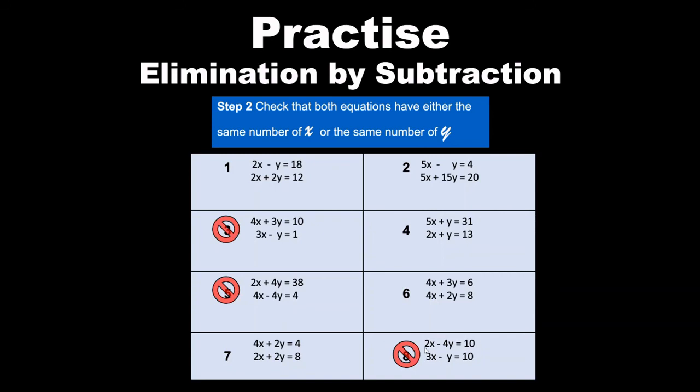Question 8. Clearly we don't have the same number of x's and we don't have the same number of y's. It doesn't matter that the number we have on the right-hand sides are the same. We can't solve these equations just yet. So go ahead and try to solve questions 1, 2, 4, 6, and 7. Make sure you show all of your working, starting by labeling your equations, and don't forget to check. Go ahead and hit pause and do that now, and hit play when you're ready to take it up.